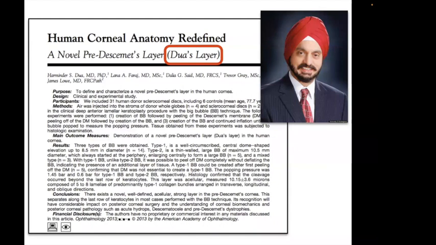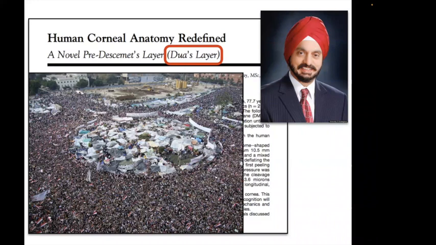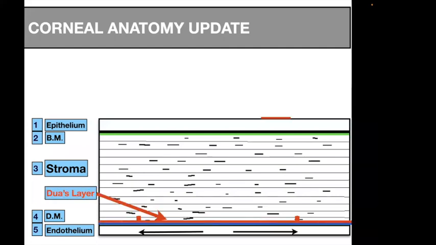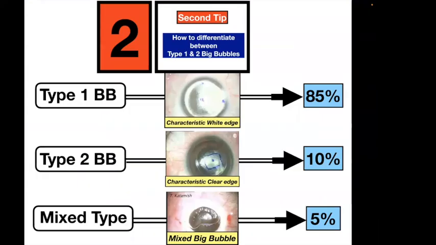I will speak now about the different types of big bubbles according to Professor Dua's article, which made a huge difference in our understanding of the mechanics of big bubble. So this is the normal layers of the cornea, and this is what we call the pre-Descemetic Dua layer or the Dua layer. So according to this Dua layer, we have three types of big bubbles. Type 1 big bubble with characteristic white edge, and type 2 big bubble with characteristic clear edge, and the mixed type in which we have type 1 and type 2 in the same patient.